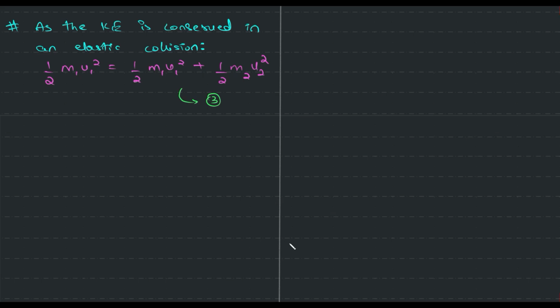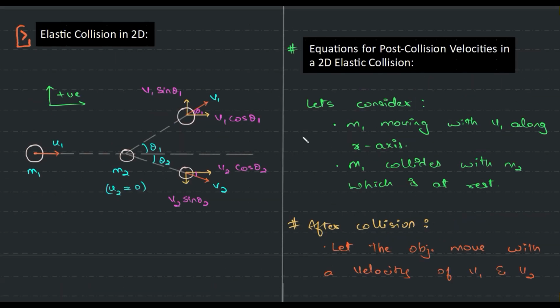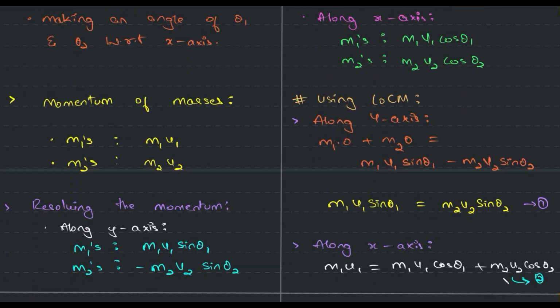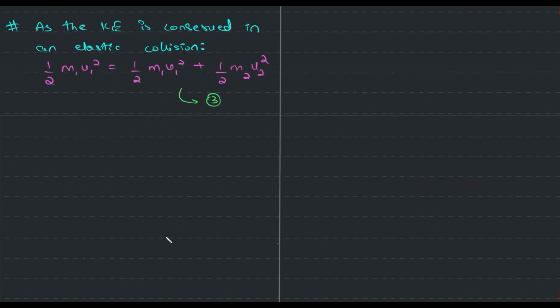Okay, so we are at the end of the road. What is the agenda over here? Post collision, we have quite a few unknowns: theta 1, theta 2 angles, and then velocity v1 and v2. These are all the unknowns. But how many equations do we have? We have equation 1, equation 2 and equation 3. We have 3 equations but 4 unknowns.